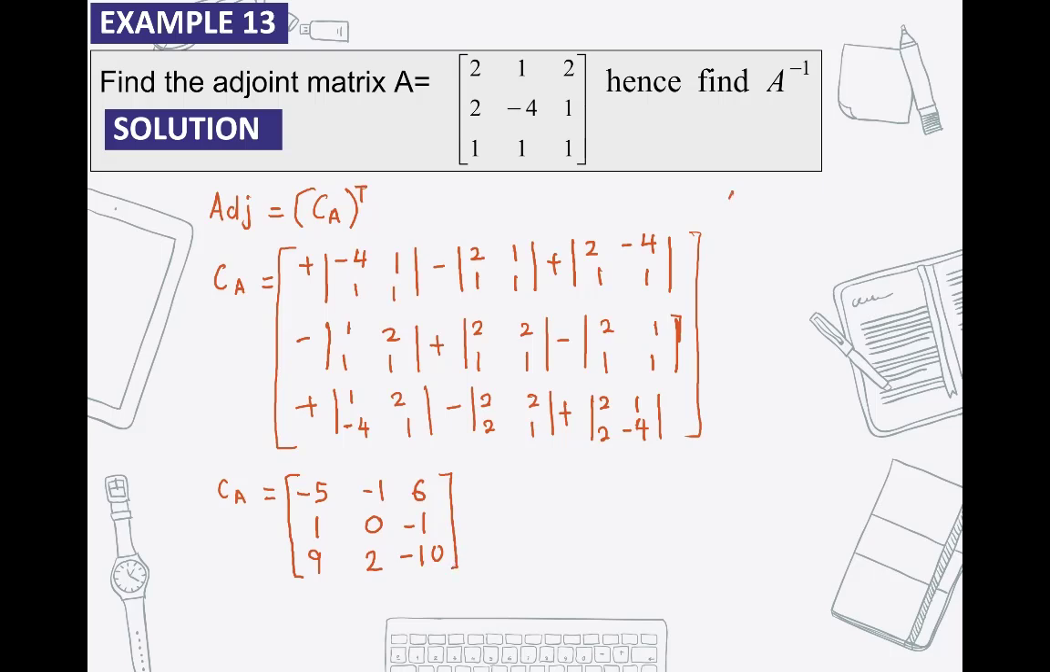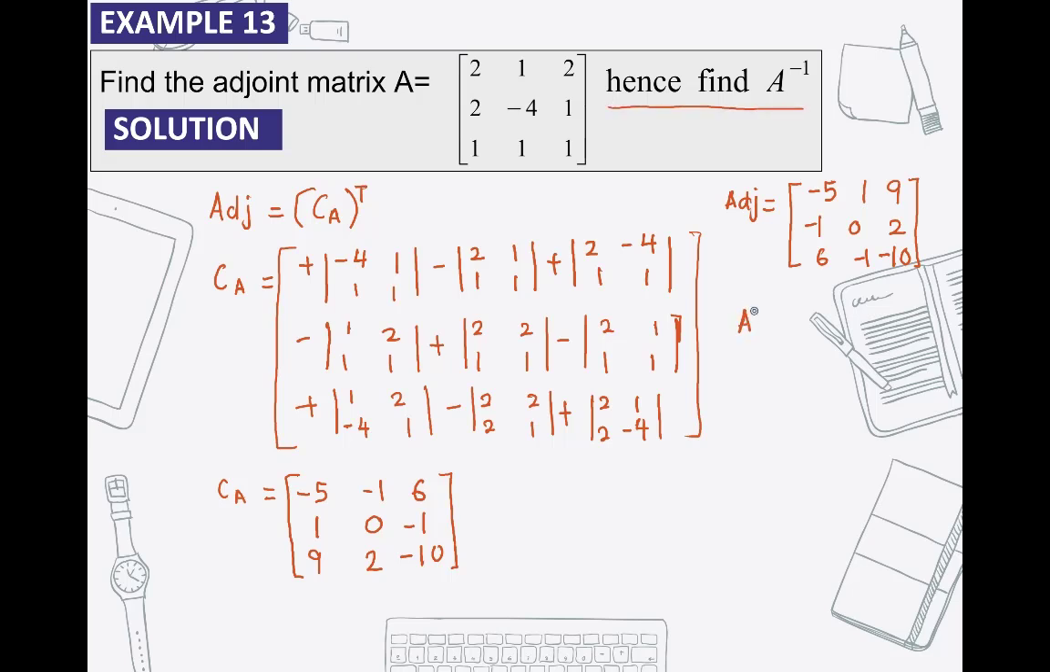Remember, we are not finding the cofactor, we are finding the adjoint. So the adjoint is the transpose of the cofactor. When we transpose this, we will get negative 5, 1, 9, negative 1, 0, 2, 6, negative 1, negative 10. So this is the adjoint of matrix A. Next, hence find A inverse.